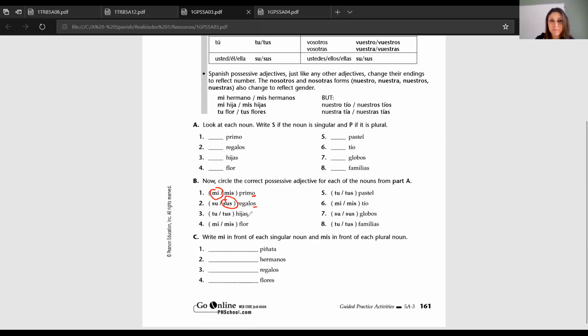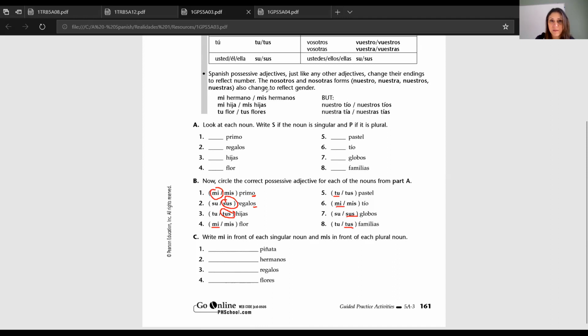Go ahead. Tus hijas. Tus. Mi flor. Tu pastel. Mi tío. Good. Sus globos. Good. Tus familias. Excellent. Awesome. Okay, so then down here now, you're just going to use the yo form, which would be mi. Okay? Mi. So you write mi in front of the singular noun, and mis in front of the plural noun.